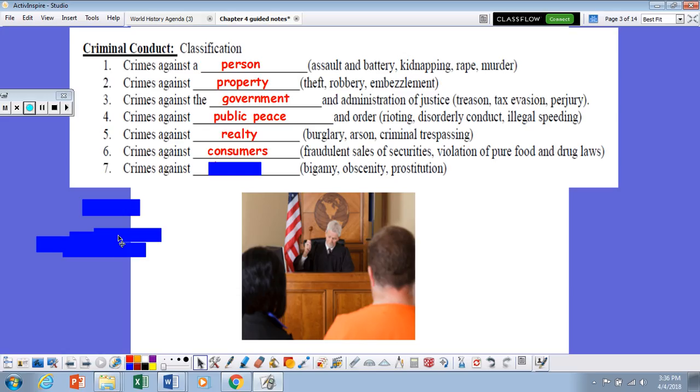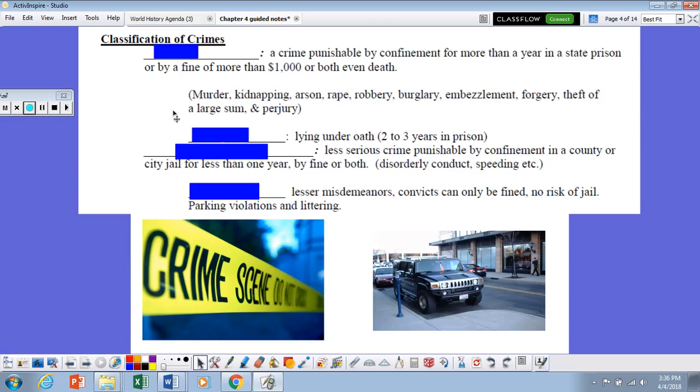Crimes against consumers, like fraudulent sales of securities, such as mutual funds or stocks, and violation of the Pure Food and Drug Act. And then crimes against decency, such as bigamy, being married to more than one person at one time, obscenity, or prostitution.